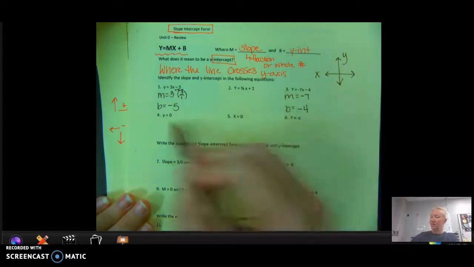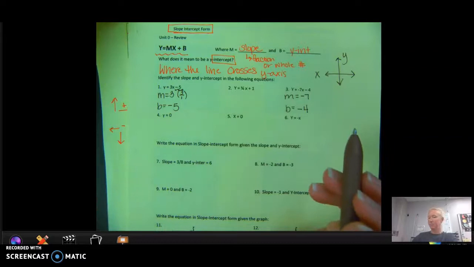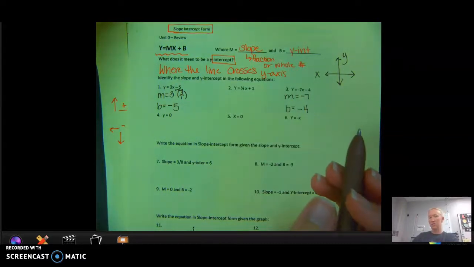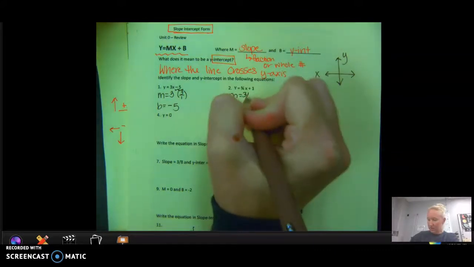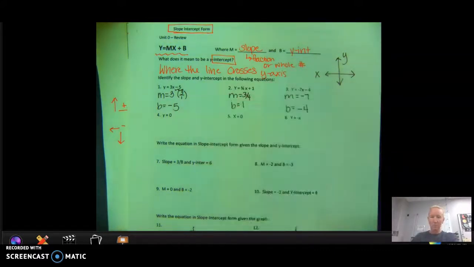Go ahead and pause me and try to figure out your y-intercept and your slope on each of these. When you're done, unpause me. Number 2, your slope is 3/4, and your y-intercept is at 1.